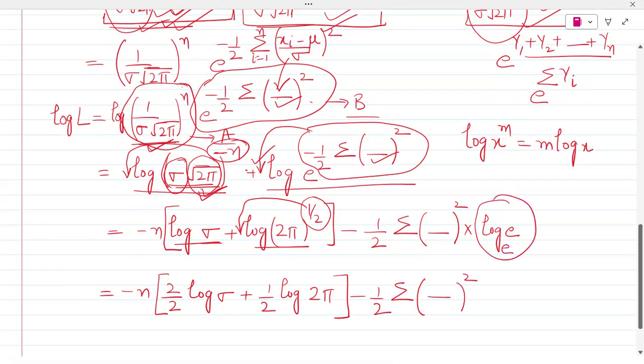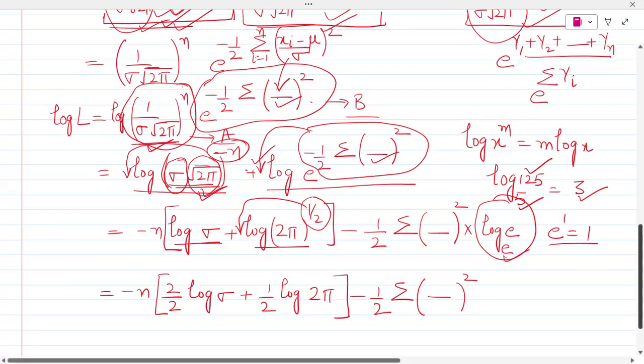Oh, so here it is base e. I told you that here it is with base e. So what is log e to the base e? It is 1, because if I ask log of 125 to the base 5, what is that? It is 3. Why? Because 5 raised to power 3 is 125. Similarly, log of e is 1, because e raised to power 1 is e.